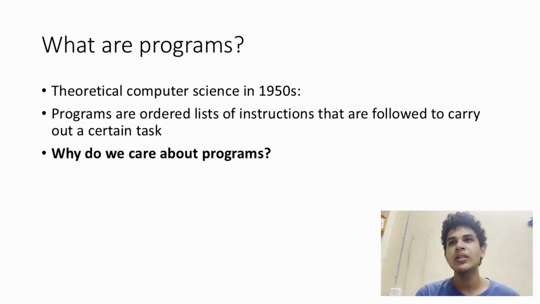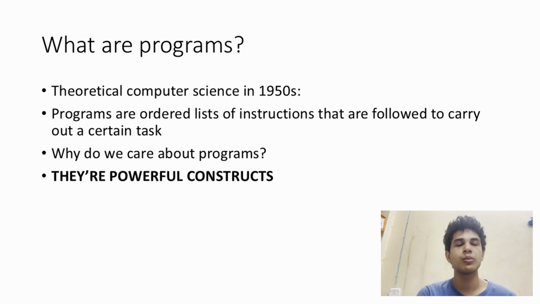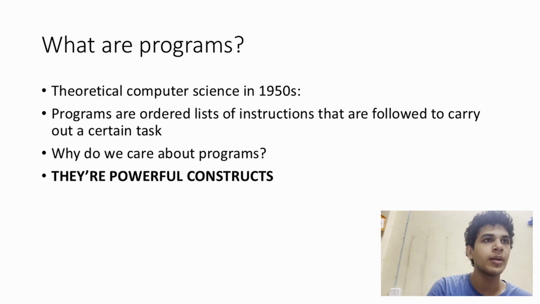Now this just seems like a very simple definition: you do some instructions and follow them through, and you can carry out a certain task. That seems like a very trivial statement. So why did computer scientists care about programs, and why do we care about programs?